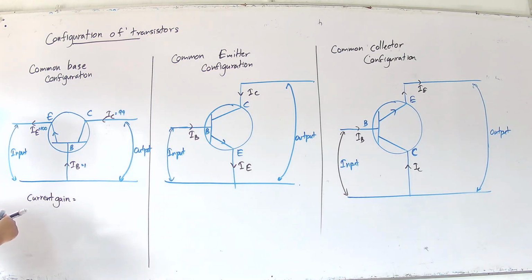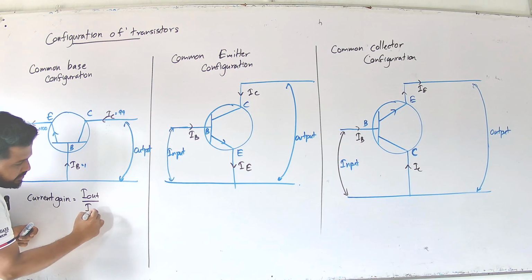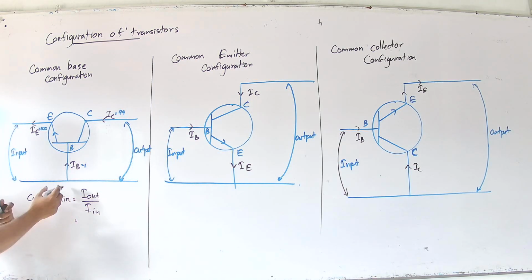What is the current gain? Output I out over I in. So what is the I out?